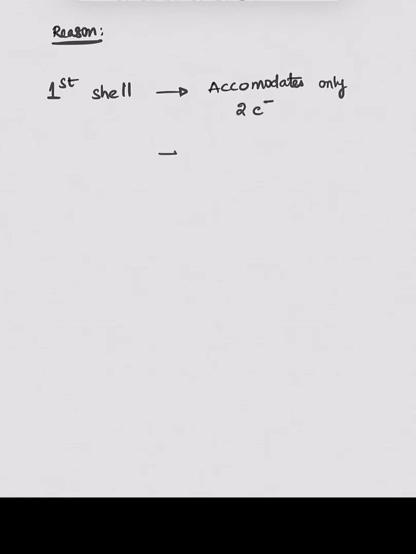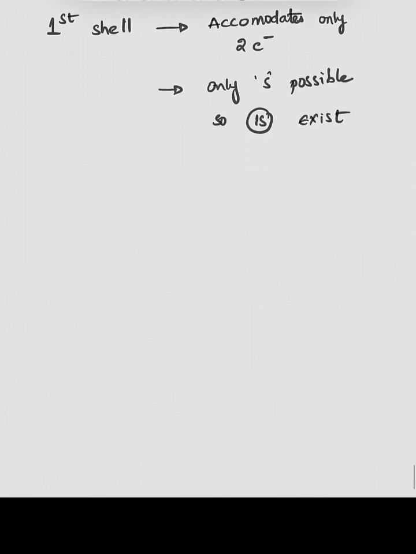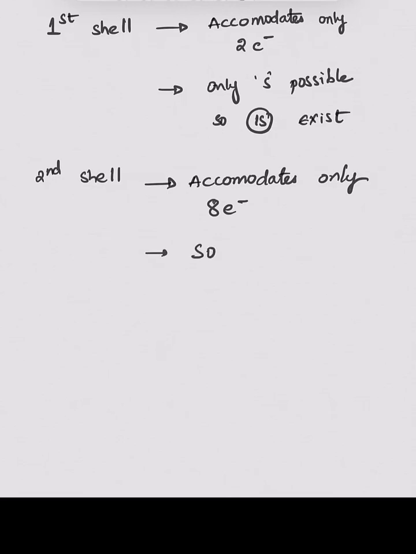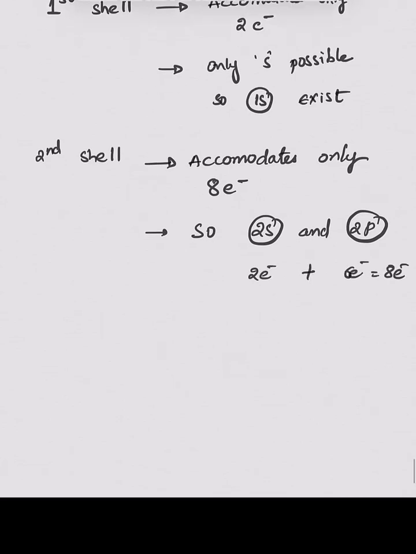The reason is shells. In the first shell, the maximum number of electrons that can be accommodated is only 2 electrons. So the s orbital accommodates 2 electrons, so 1s exists. The second shell accommodates 8 electrons, so s 2 electrons and p 6 electrons. Total 8 electrons. So 2s and 2p exist, but 2d and 2f do not exist.